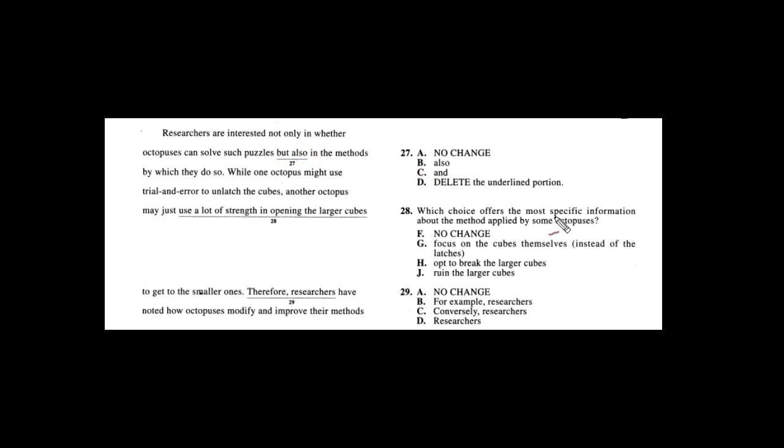Problem number 28, Formula B, anti-razor blade. Which choice offers the most specific information about the method? Okay, so first thing here, 28, here's our underlined portion. Now, this is the trick. Here it is right here. It's a pirate flag going opposite. Some might use trial and error. So what's the opposite of trial and error? Just basically breaking it. Okay, we're going to break the latch. So that's going to get these answer choices out of here. Strength and cubes, get those out of here. It's either opt to break the larger cubes or ruin the cubes. Answer choice H sounds a little bit better. It's anti-razor blade. Make sure that you see your pirate flag.